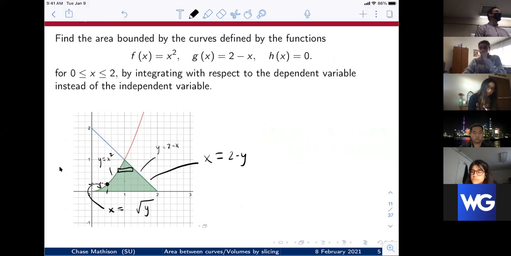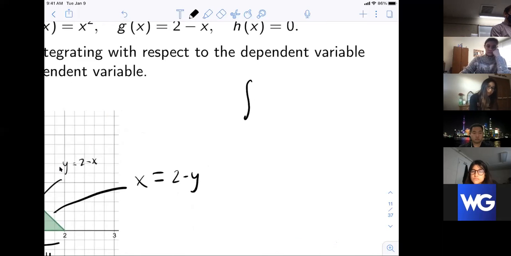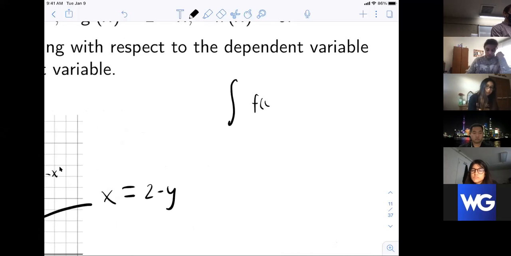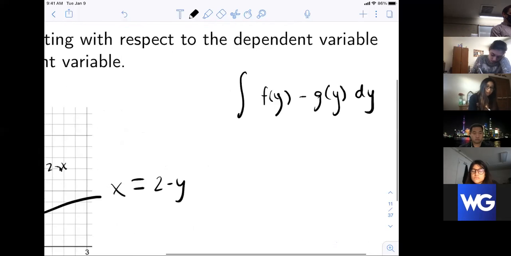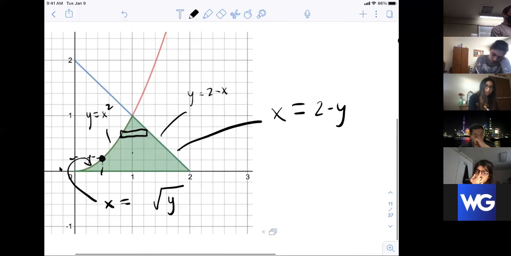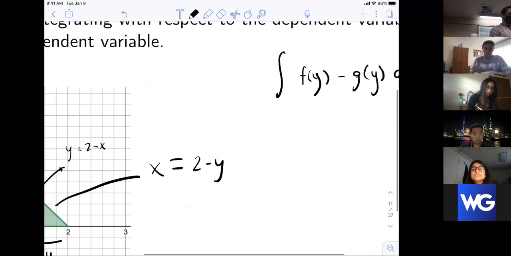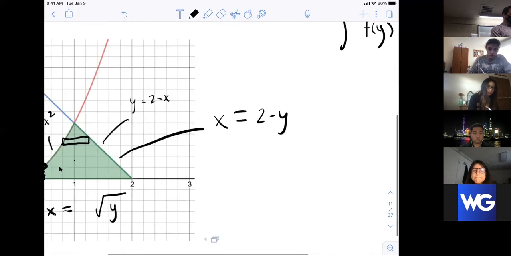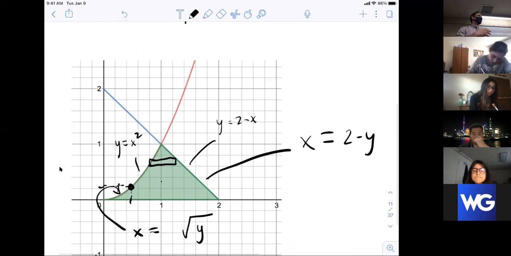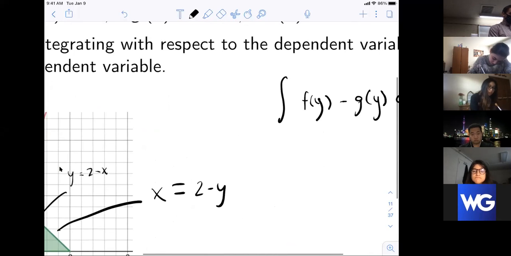You're going to find that the area of a region bounded on the right by f of x and on the left by g of x, that region is just given by the integral of f of y minus g of y dy. And now we need bounds in terms of y. So what are my bounds going to be here? What does y range between? 0 and 1, exactly right.